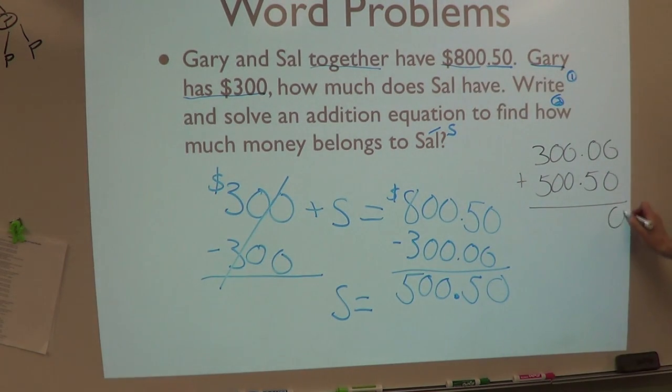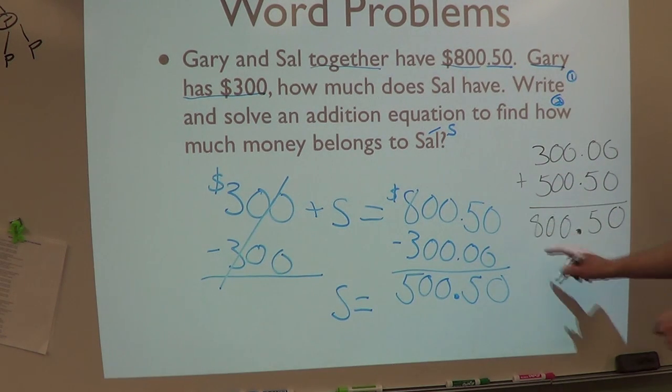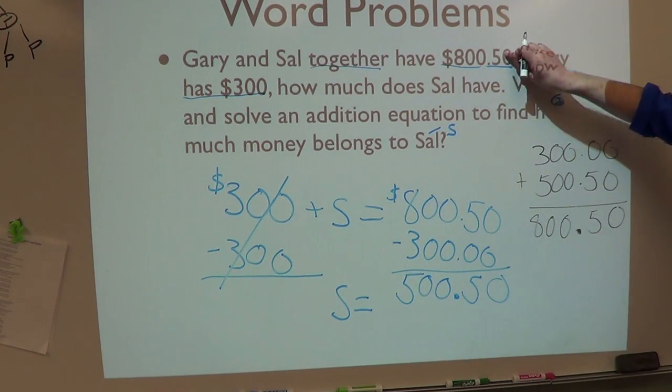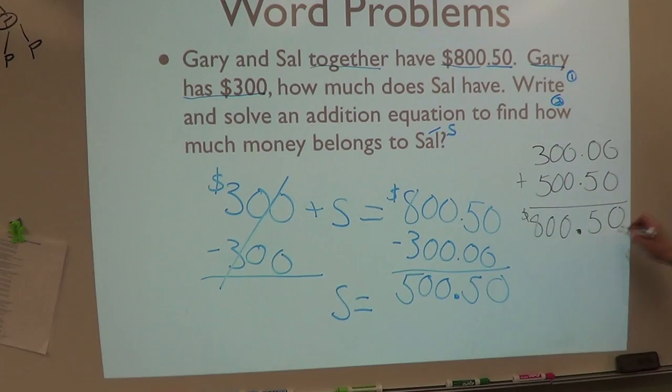0 plus 0 is 0. 0 plus 5 is 5. Got to bring down that decimal point. 0 plus 0 is 0. 0 plus 0 is 0. 3 plus 5 is 8. $800.50. Boom. We are good to go.